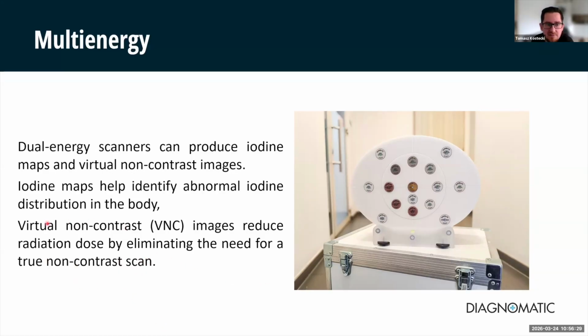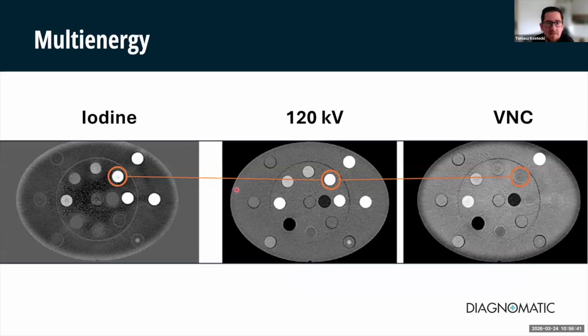So instead of two scans, without the contrast and then with the contrast, we can take just one scan and we just calculate two sets of images. But we would like to check it, right? So this is where our multi-energy phantom comes into play.